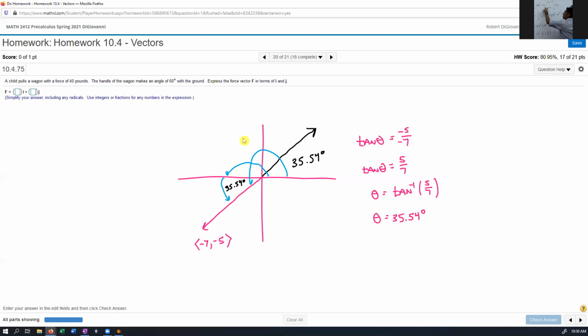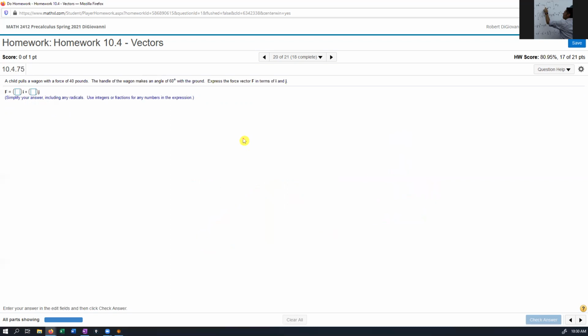All right, now I didn't do one like this, but we'll try it. The child pulls a wagon with a force of 40 pounds. The handle on the wagon makes an angle of 60 degrees with the ground. Express the force in terms of i and j.